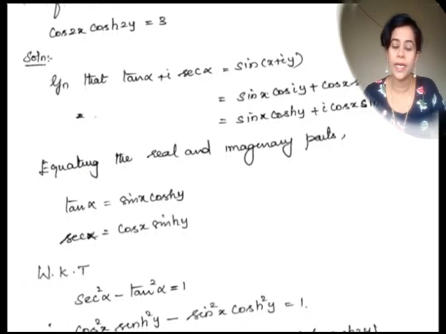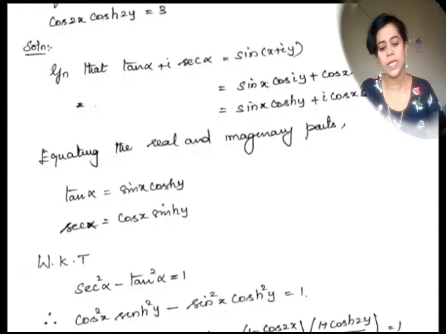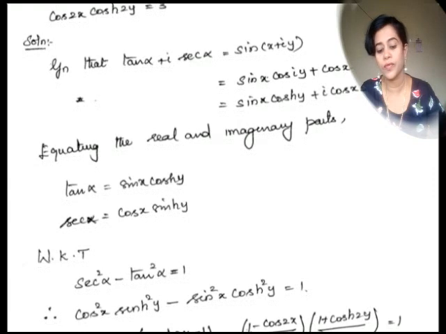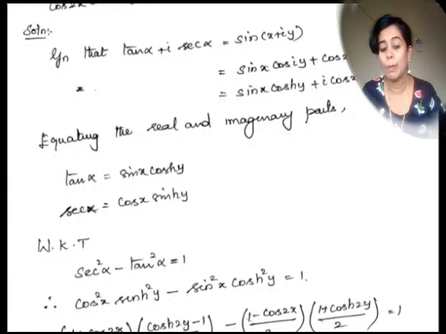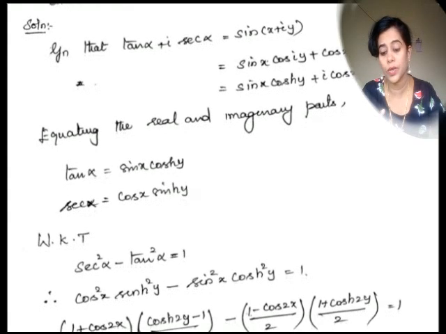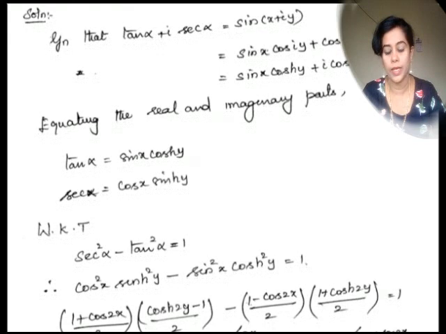This is what we got in the previous equation: secant alpha is equal to cos x sin hy. So therefore secant squared alpha is equal to cos squared x sin h squared y, minus tan squared alpha, which is sin squared x cos h squared y, equal to 1 according to the identity.